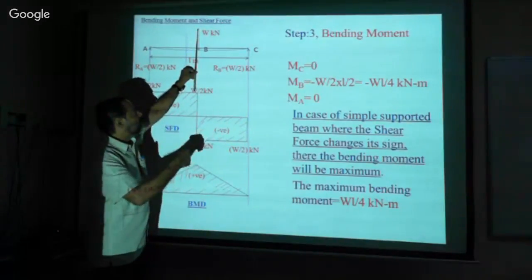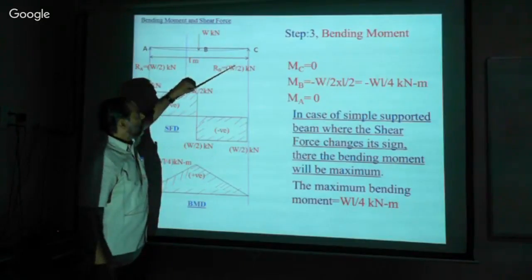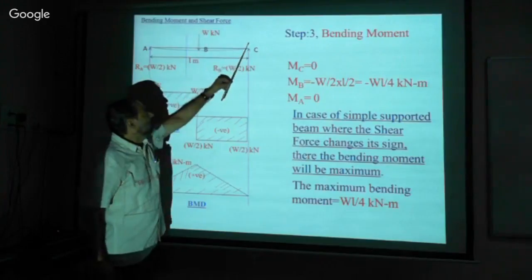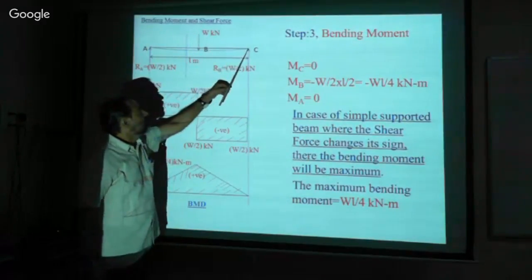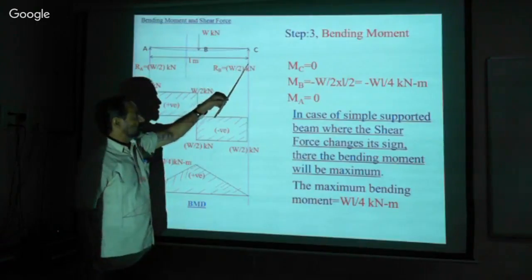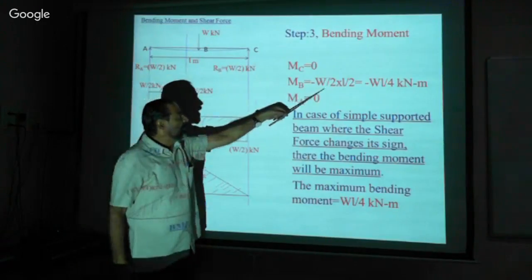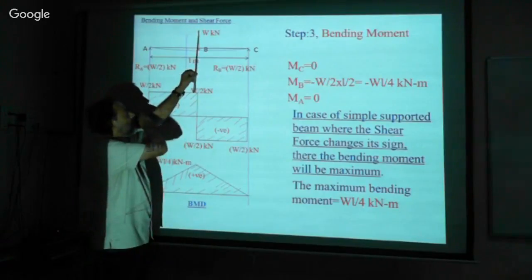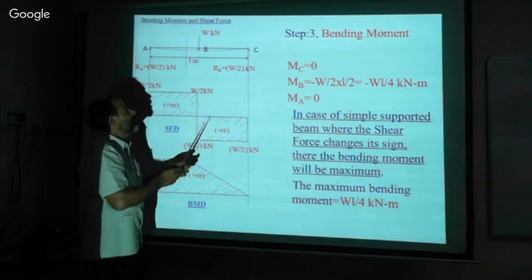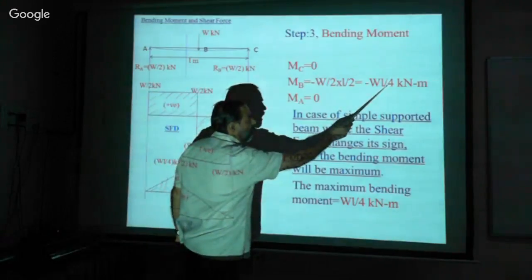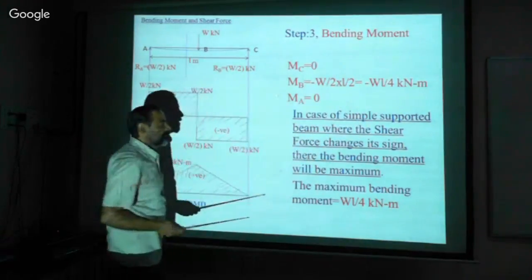If you consider the right hand section, W by 2 kilonewton is acting upward at a distance L by 2. So W by 2 into L by 2. Or if you consider the left section, that is W by 2 into L by 2. Therefore, the bending moment at this point is WL by 4 kilonewton meter.